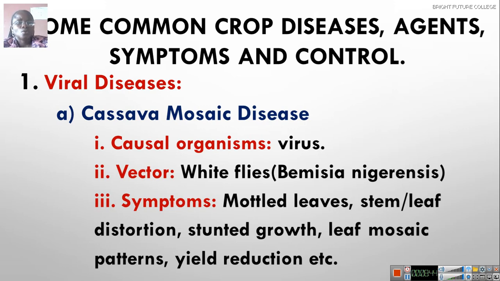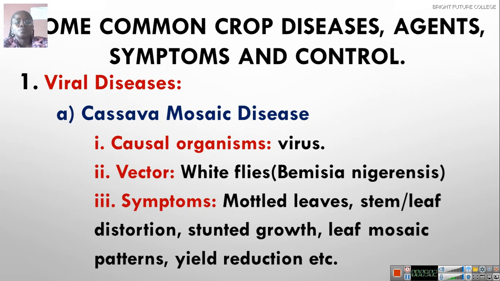Vector. Who are the carriers of this disease, cassava mosaic disease? White flies. The white fly is Bemisia nigeriaceae. The third one is the symptoms. Let's look at the symptoms.